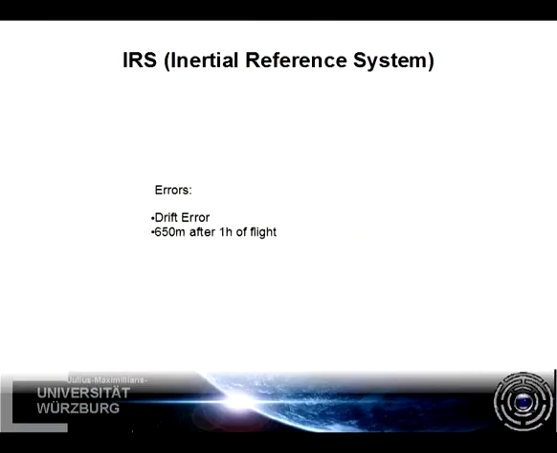For the horizontal position, the system is within an error radius of 650 meters after a whole hour of flight without any external information update. This is still better than the worst case accuracy of a VOR DME station that is considered to be approximately 900 meters. Before flight, the system has to be aligned.